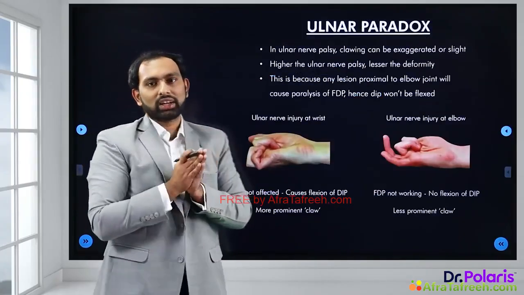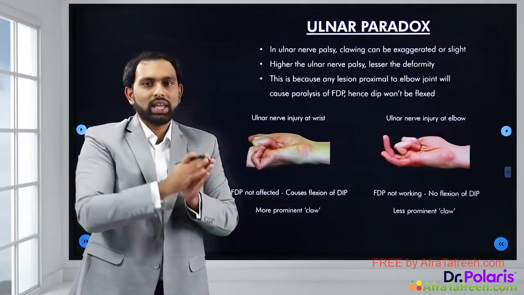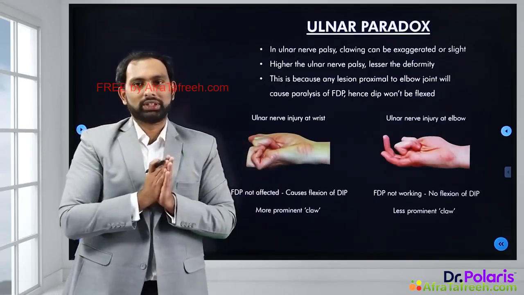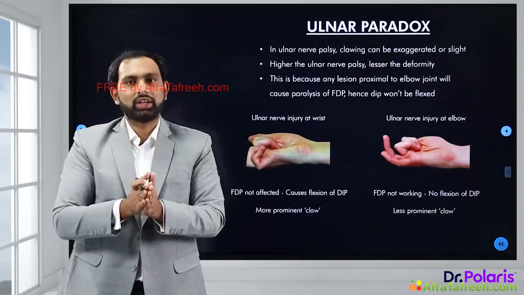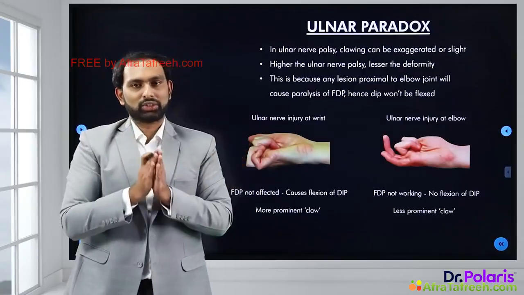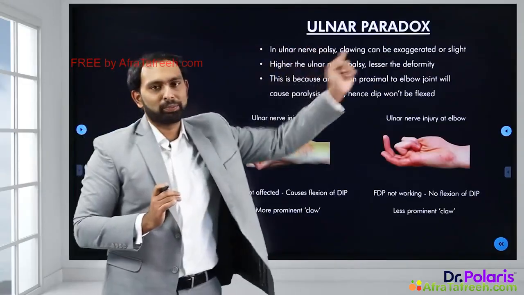Now coming to ulnar nerve injuries. So we know that ulnar nerve injuries are of two types. One is a high ulnar nerve palsy and another is a low ulnar nerve palsy. So how will you be able to differentiate between a high ulnar nerve palsy and a low ulnar nerve palsy? That differentiation can be made out by something called an ulnar paradox.